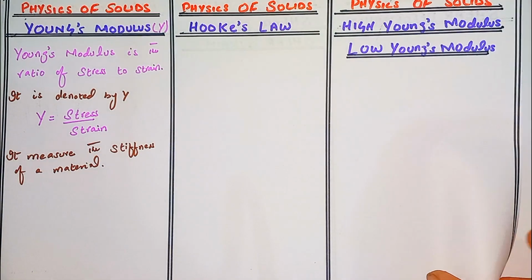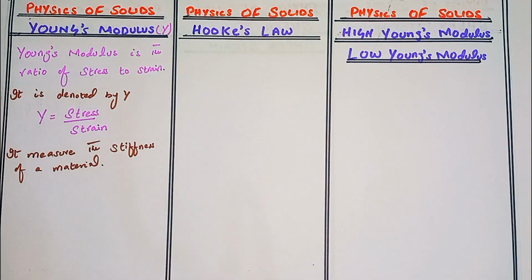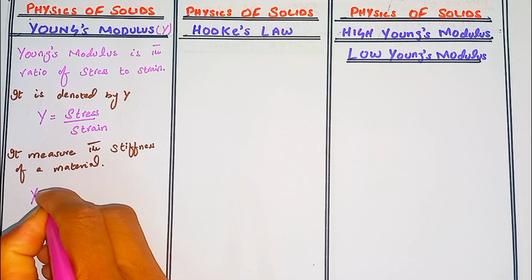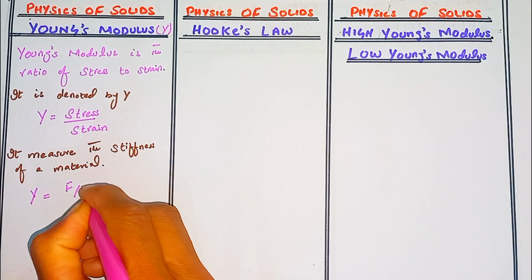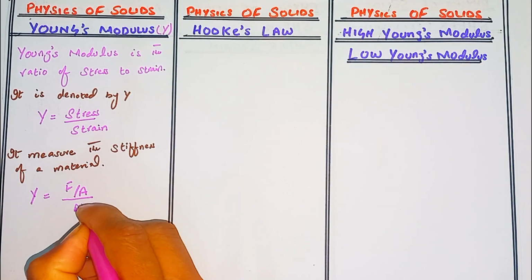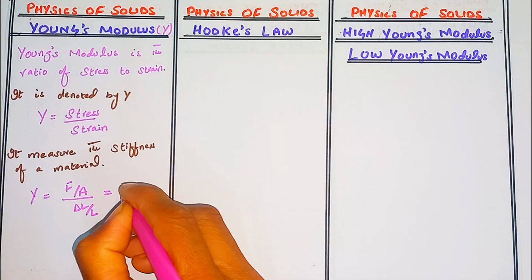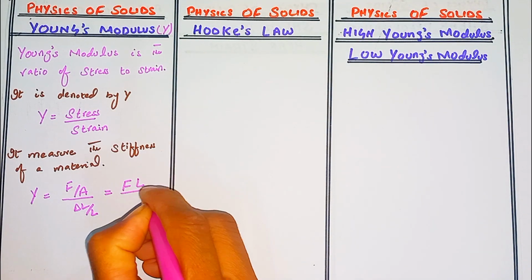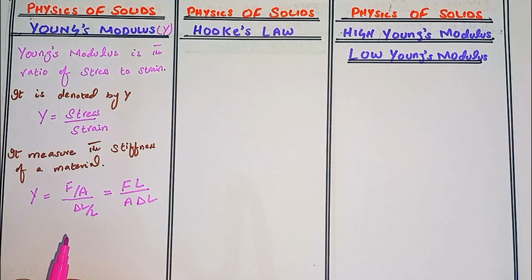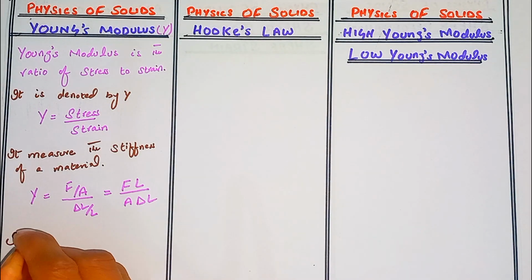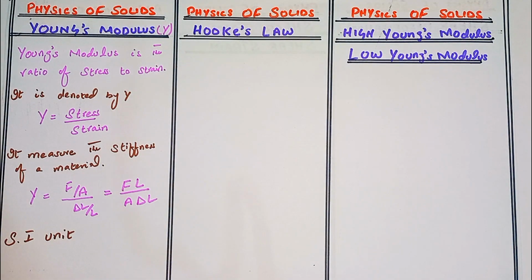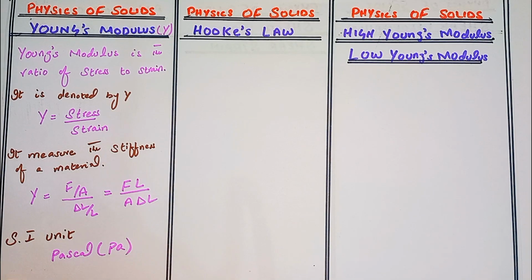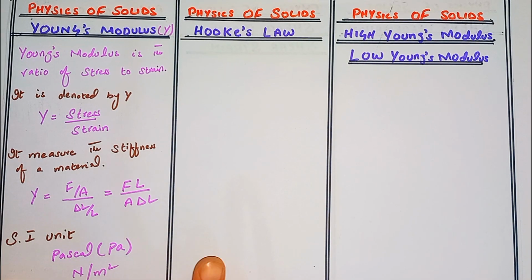If we talk about the formula of the Young modulus, stress is force over area. Strain is change in length over original length. So it can be written as F times L over area times change in length. The SI unit of Young modulus is Pascal. It is denoted by Pa, and it is also written as Newton per meter square.